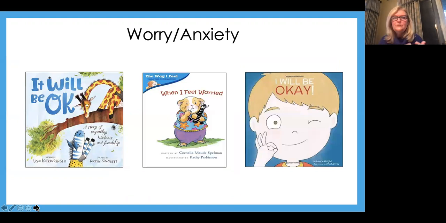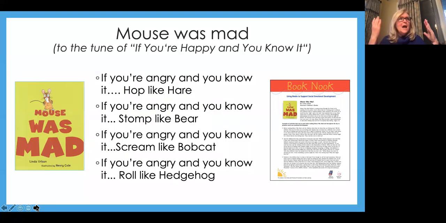So that's another resource. Think about right now how many children are worried or anxious about things. That's true in general, but now we live in a crazy world, right? So there are some books that you can read to really promote those conversations. It Will Be Okay is more of a story, while When I Feel Worried and I Will Be Okay both have lots of strategies in them for what I can do if I'm feeling worried. So how important that is.